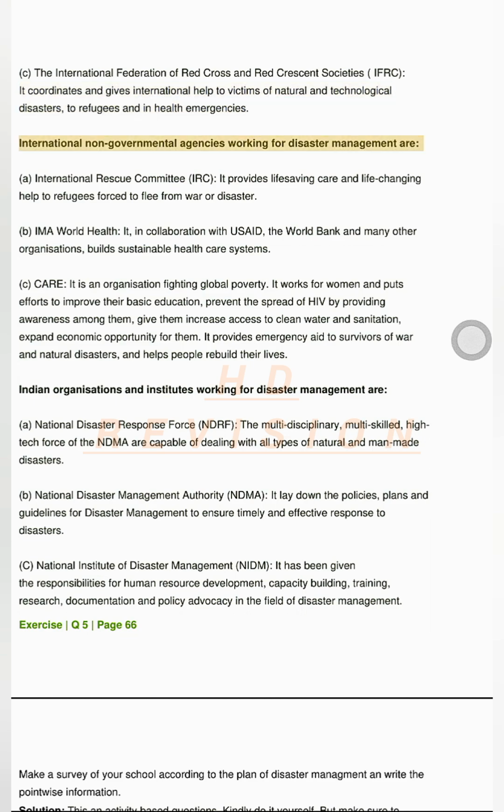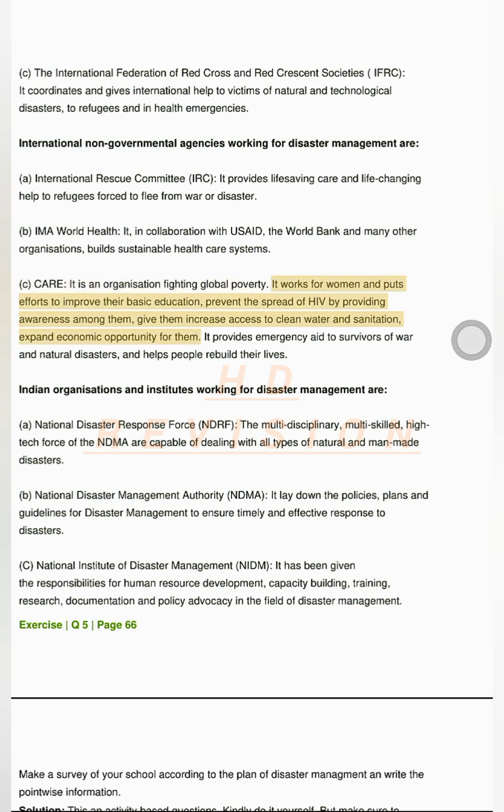International non-governmental agencies working for disaster management are: A. International Rescue Committee, IRC. It provides life-saving care and life-changing help to refugees forced to flee from war or disaster. B. MEDA World Health. In collaboration with USAID, the World Bank and many other organizations, it builds sustainable health care systems. C. CARE. It is an organization fighting global poverty.